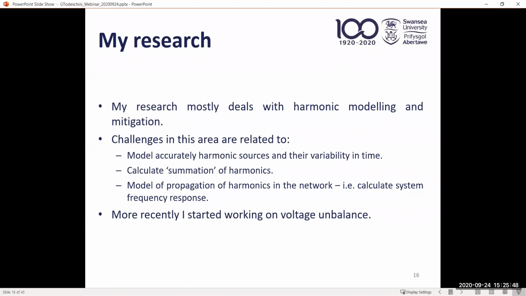And the problem is also how to validate these models. How do we know that the system frequency response is what we assume? So this is a very interesting topic as well. And more recently, I started to work on voltage imbalance because, as I said earlier, this is a growing research area. And voltage imbalance also has an effect on harmonic generation by three-phase inverters.